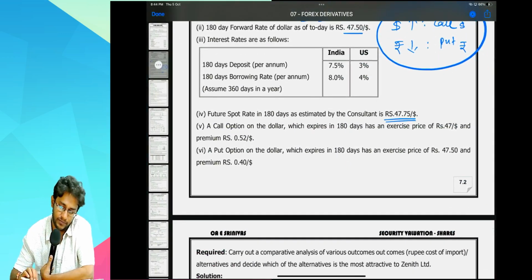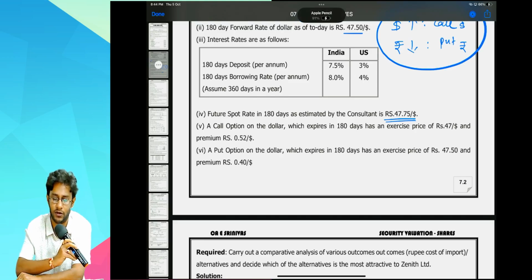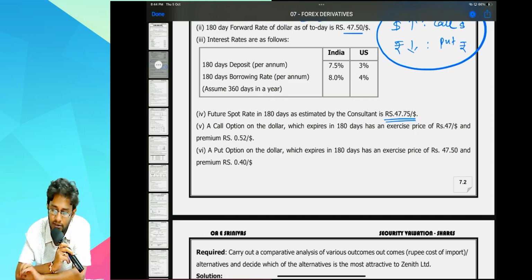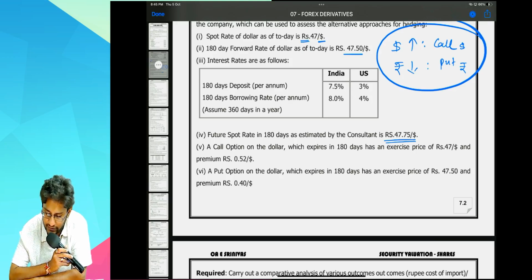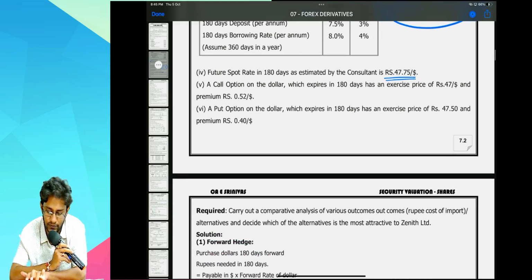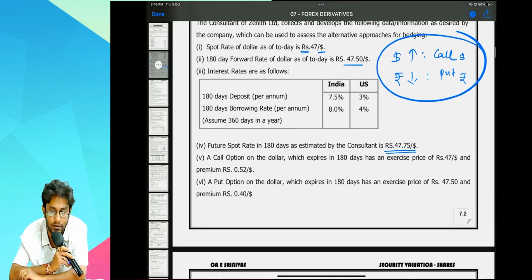5th and 6th point you see, a call option on the dollar which expires in 180 days has a strike price of 47 rupees per dollar and a premium of 0.52 per dollar. 6th point, a put option on dollar which expires in 180 days has an exercise price of 47.5 and premium of rupees 0.4 per dollar. Next page is asking to carry out a comparative analysis and identify who is the best one.